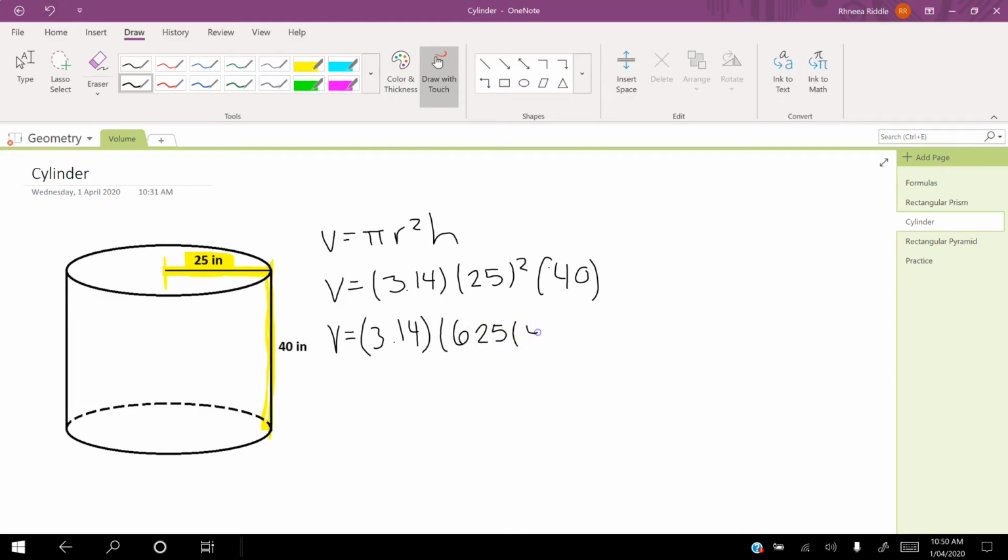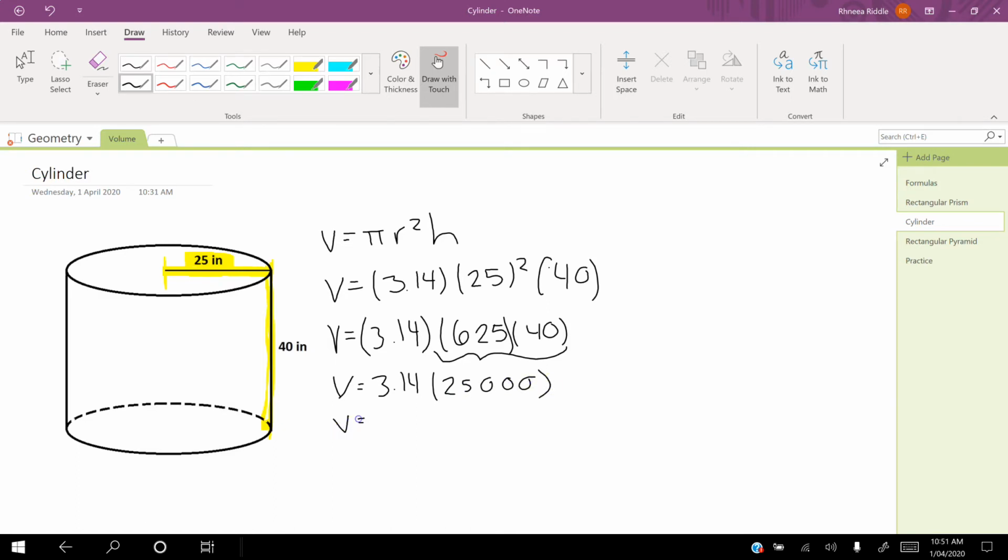And we're still multiplying by 40. So we can tell we're going to get a really big number. So go ahead, 3.14, and now we're going to multiply these two together. 625 times 40, which is going to get 25,000. Like I said, big number.